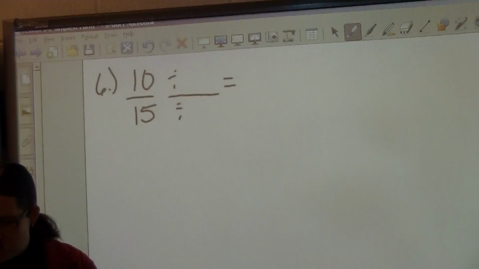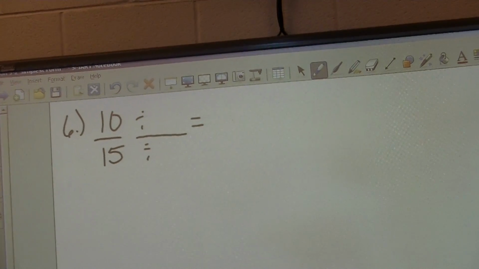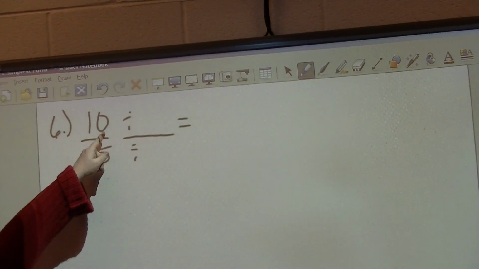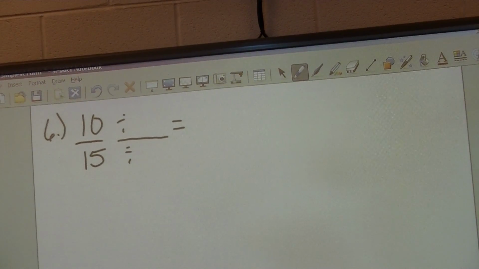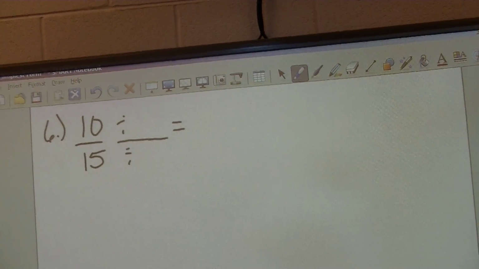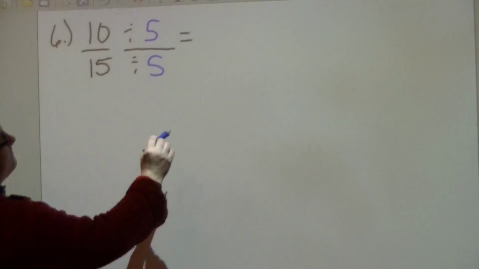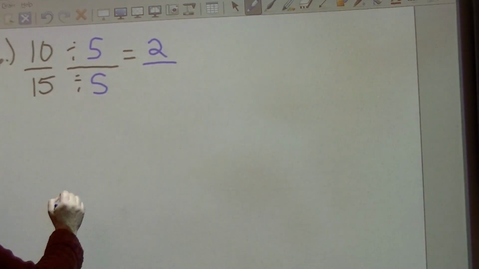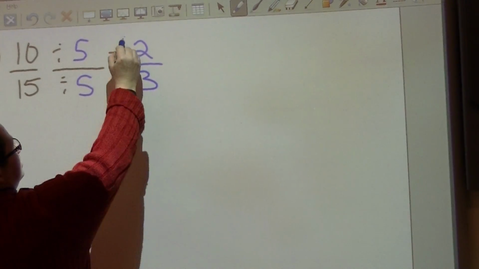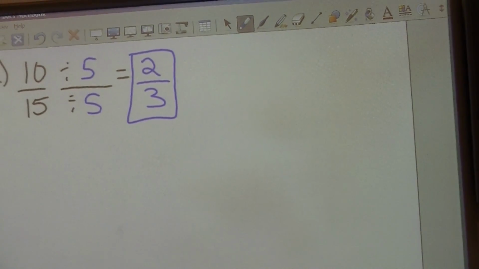Okay, we're going to do one more, 10/15. What number can we divide both top and bottom by? Can we do 2? No, because 5 is not a what? An even number. So we have to think of another number they both can be divided by, which is what? 5. Goodness, 10 divided by 5 gives us 2, and 15 divided by 5 gives us 3, giving us 2/3, and we are finished. All right, good job.